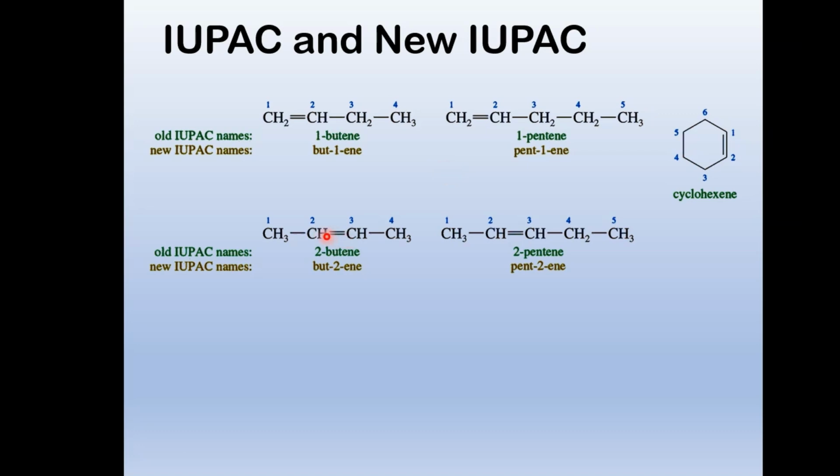So now the double bond's in a new place. We call this 2-butene or but-2-ene. 5-carbon chain, double bond between carbons 2 and 3. We call this pent-2-ene or 2-pentene. Alright, a ring, 6 carbons in the ring, cyclohexene. And presently we don't have to put any numbers. It's just cyclohexene. So when would we put in numbers?